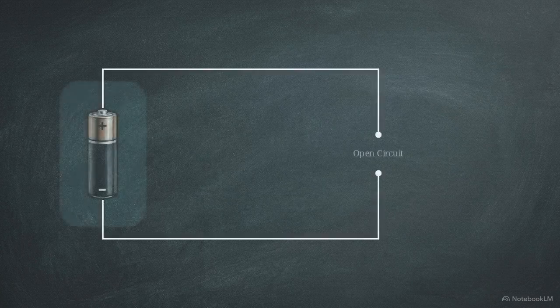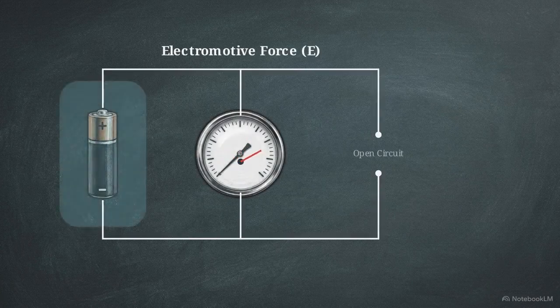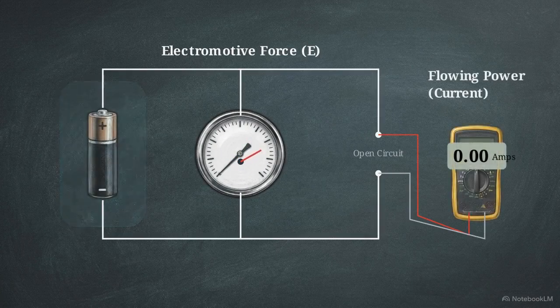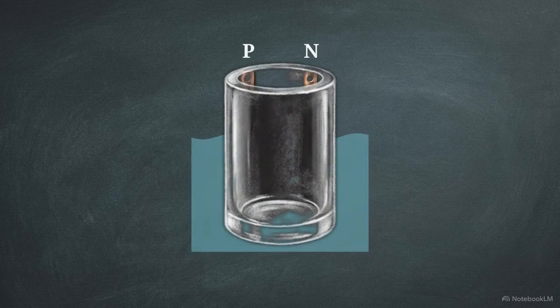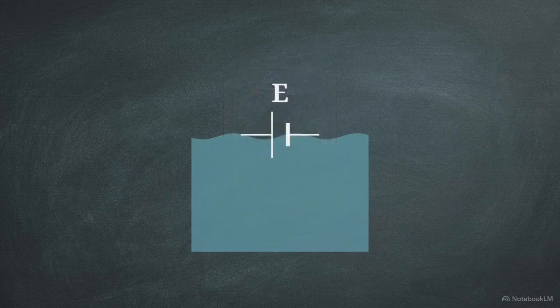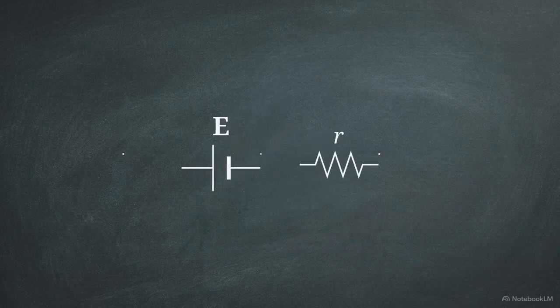Note that this electromotive force is not a measure of flowing electrical power. It is a static, theoretical maximum potential dictated strictly by the cell's internal physical chemistry. To analyze the cell under load, we abstract that physical chemistry into an electrical schematic. The physical cell becomes an ideal voltage source, E, placed in series with a small internal resistor, lowercase r, which represents the electrolyte's physical impedance to ion flow.